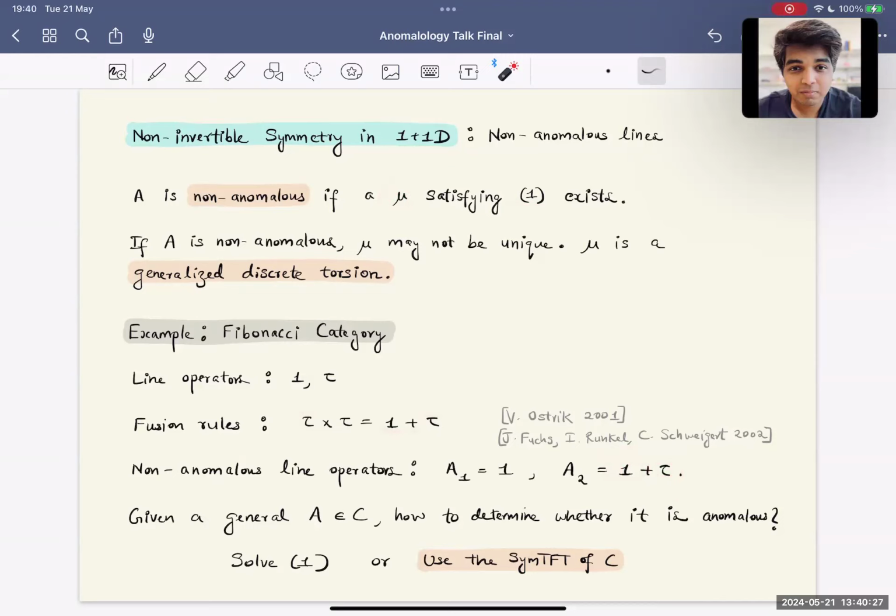Okay. Now, given a general line operator, how do we know whether a mu exists or not? Of course, one way, as I said, is to look at the F matrices, solve the consistency conditions, and check whether mu exists. Another way is to use the SymTFT, like in the case of the S3 discrete theory. We start with S3, we use the bulk to boundary map to find what are all the things that we can gauge. Similarly, in this case, we can use the SymTFT, use the bulk to boundary map, and find all the algebras which we can gauge.